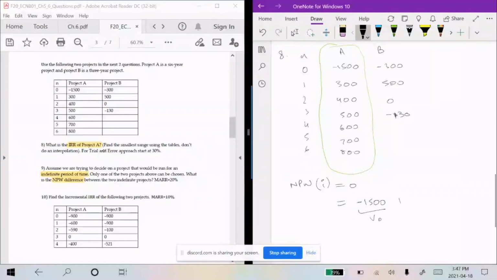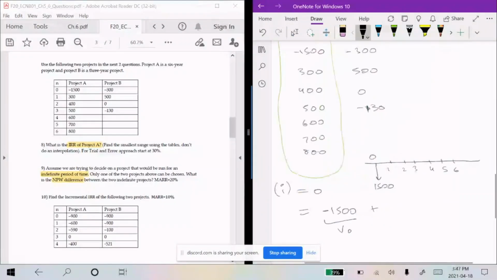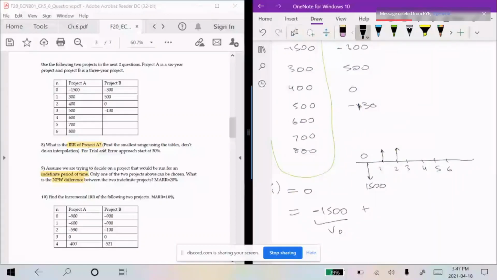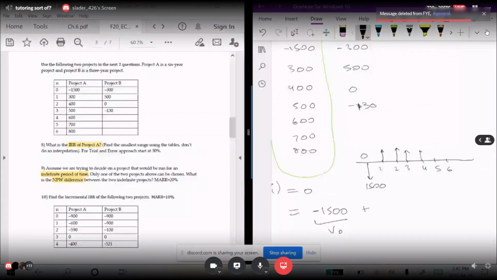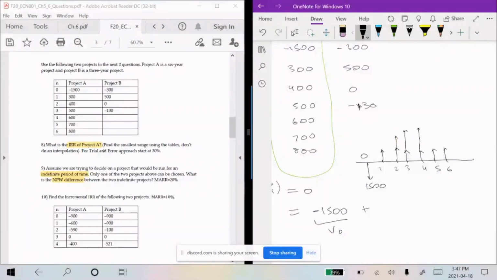Then what I'm going to do is draw the cash flow for this to help you guys understand this one. 0, 1500, and then it's like 1, 2, 3, 4, 5, 6. Then in the first one, there's 300. Then it keeps increasing by 100. It's a linear gradient.